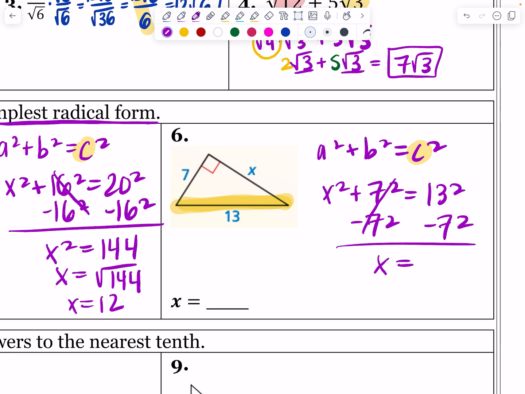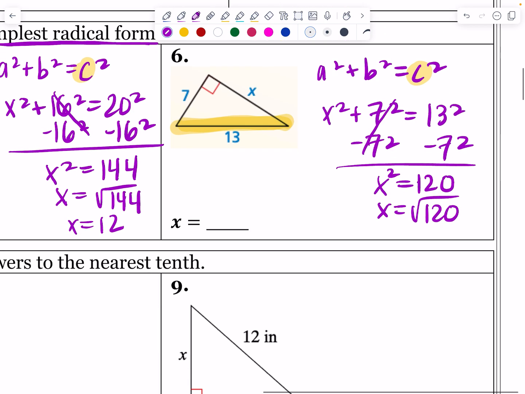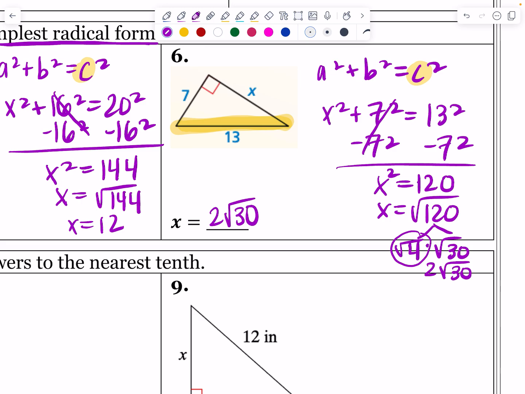And I get x squared is equal to 120. And so what is x going to be equal to? Square root of 120. And so now we just want to put that into a perfect square factor. So I can rewrite square root of 120 as root 4 times root 30. So what is the square root of 4? That is going to break down to 2 root 30. So 2 root 30 is my final answer.